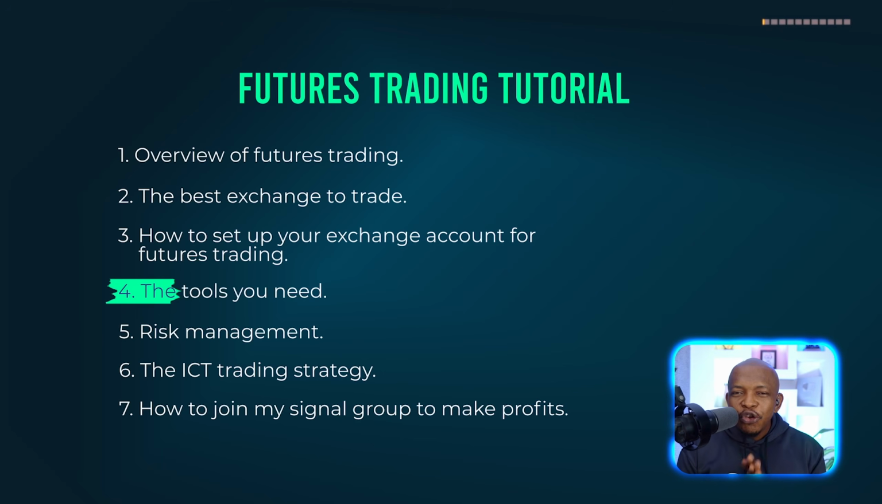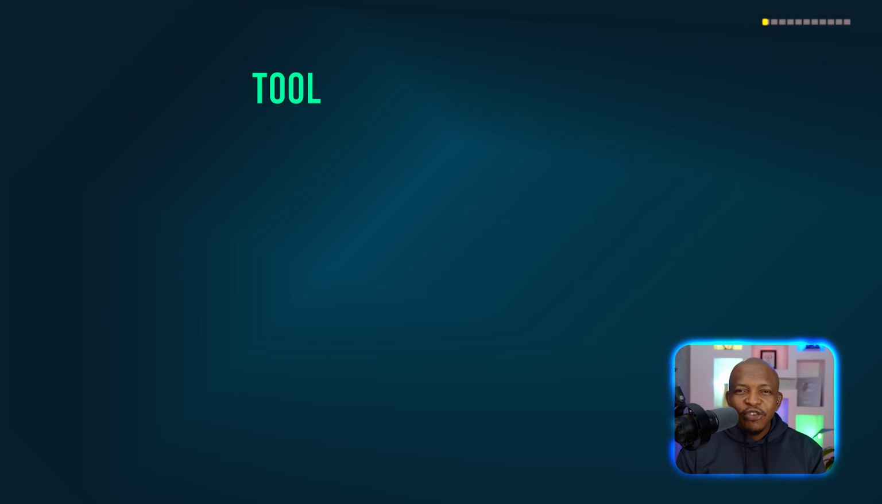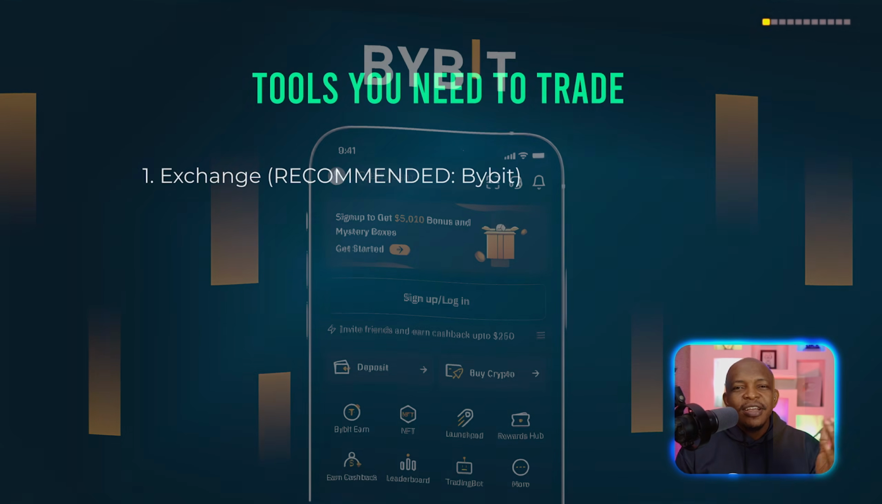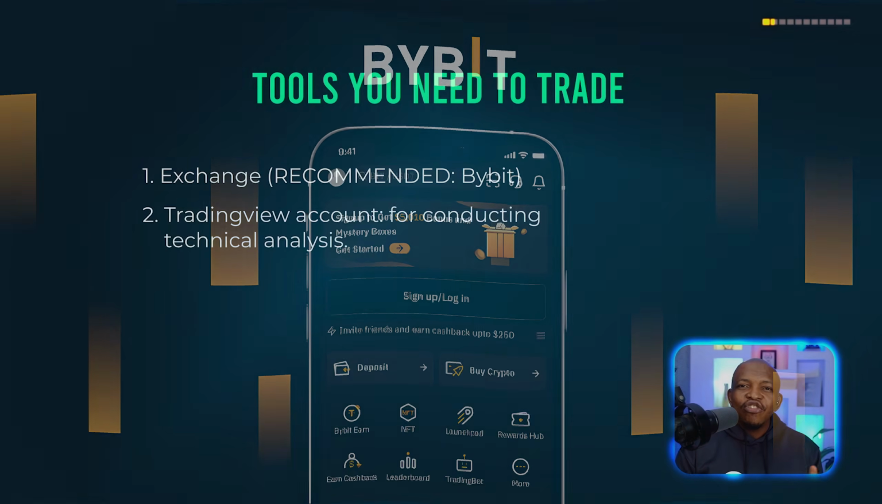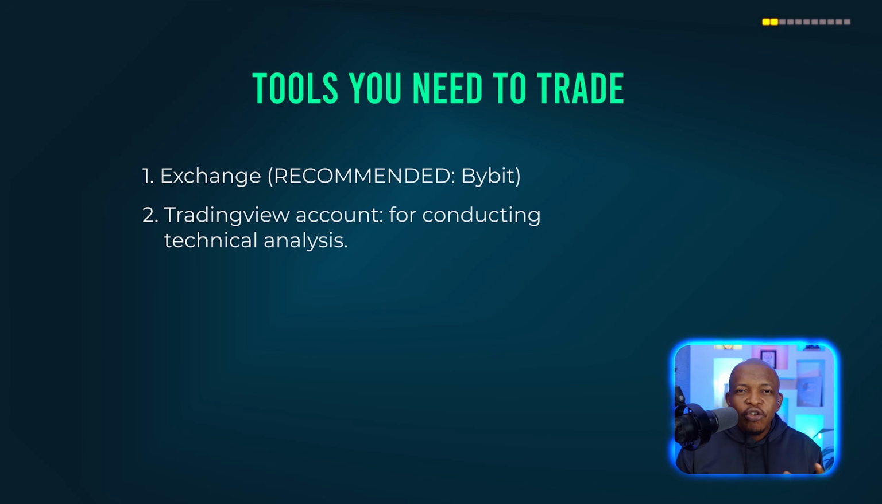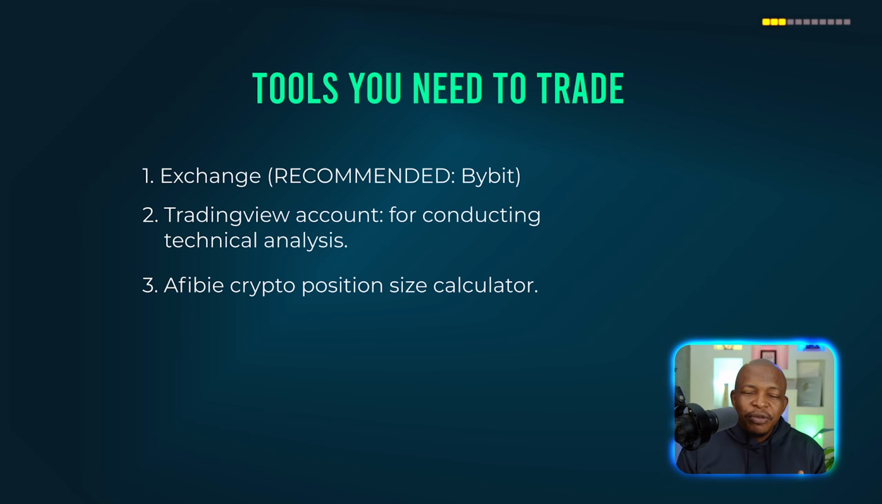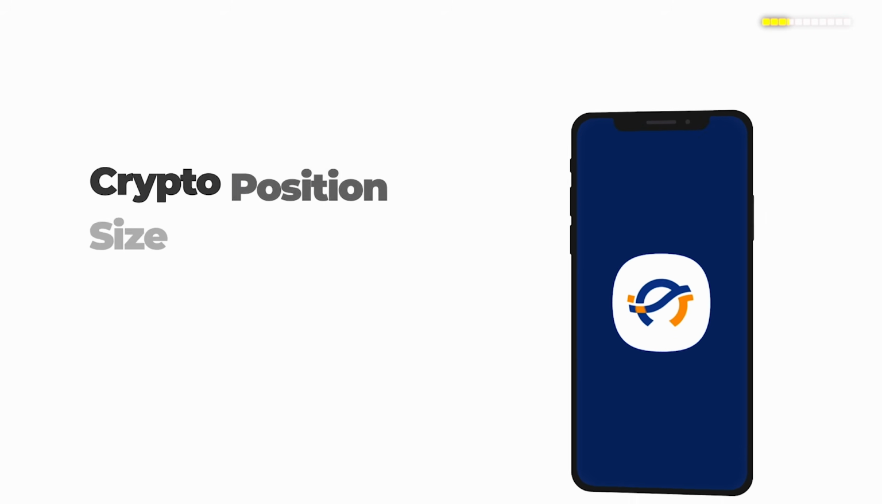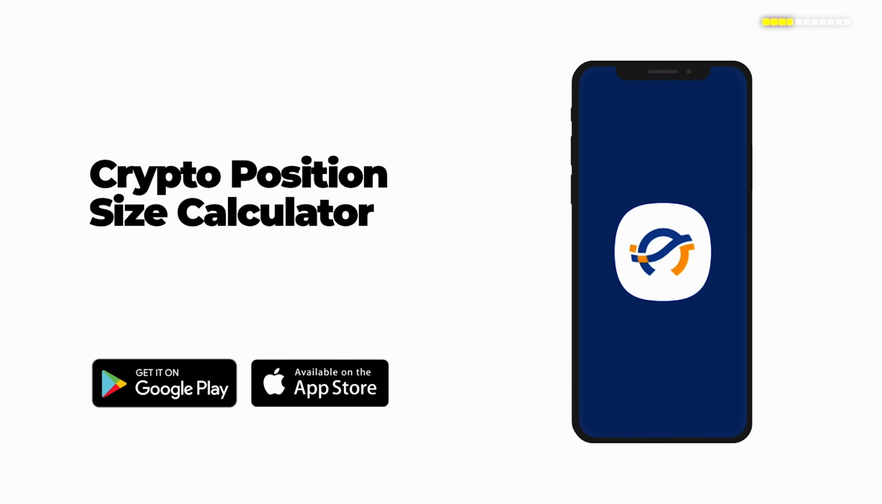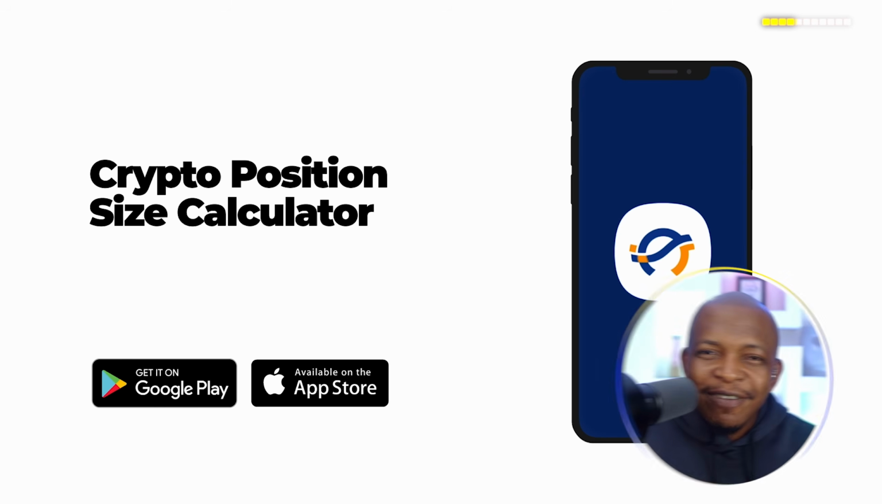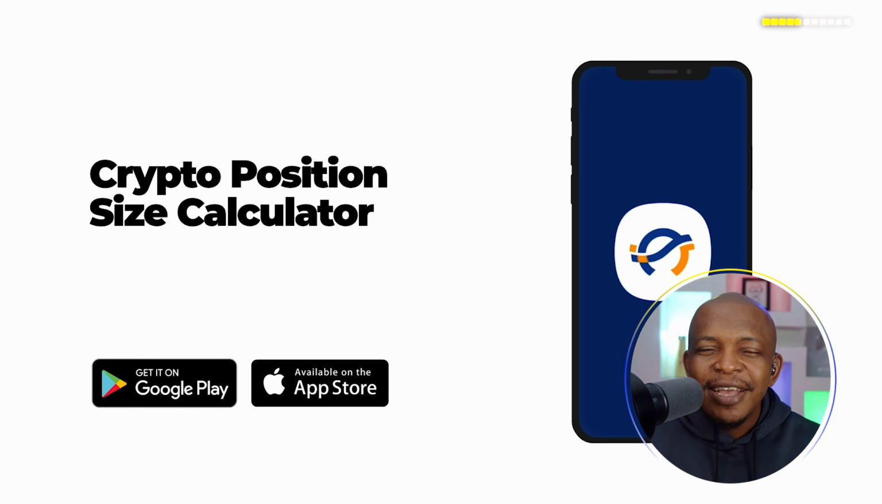So what tools do you need to trade? I have mentioned one already, which is the exchange, and I recommend Bybit. Then you need a TradingView account. This is where you conduct your technical analysis. Then there is the Afibi position size calculator. You can download this for free on Google Play Store or the App Store. I developed this app. It helps calculate the exact leverage you should use per trade, which helps with risk management.